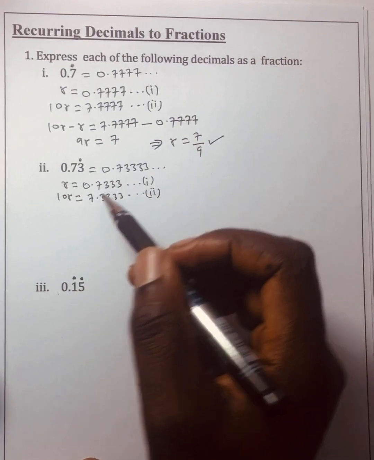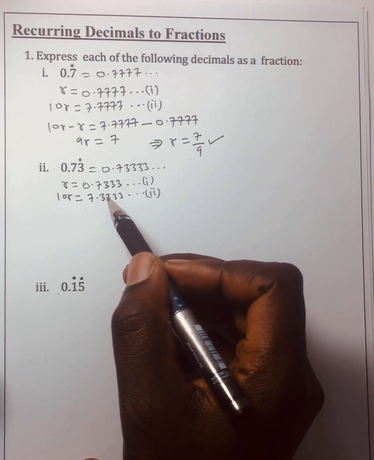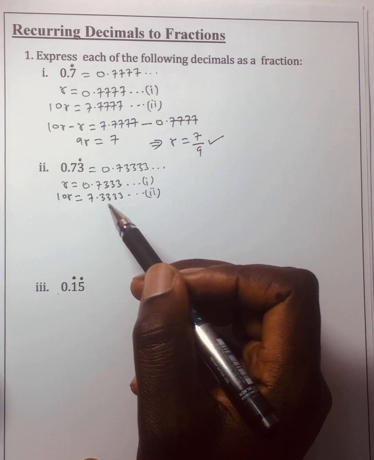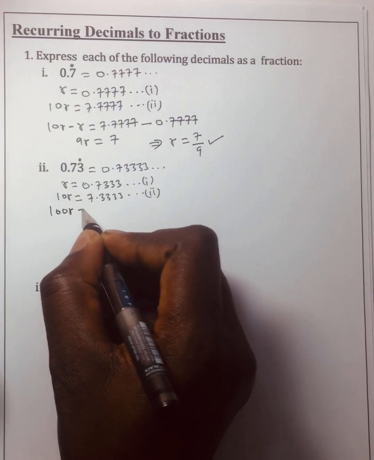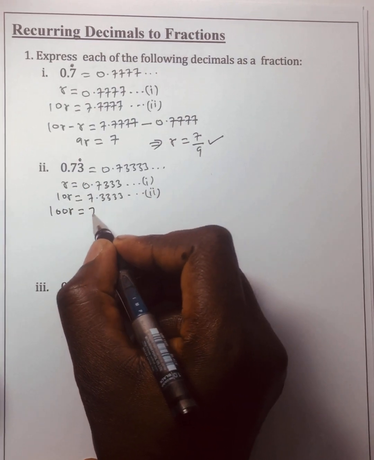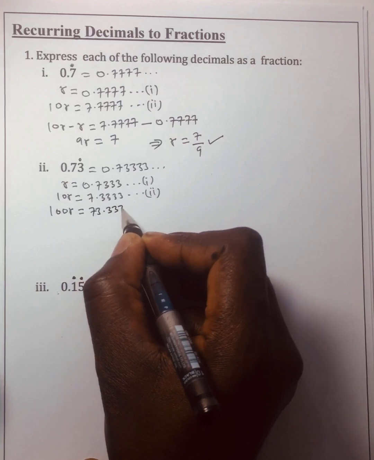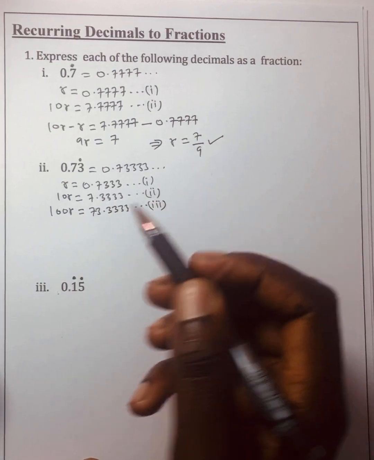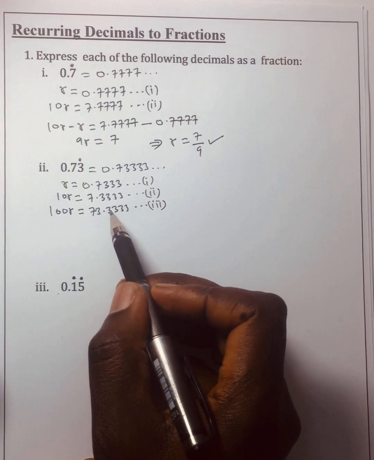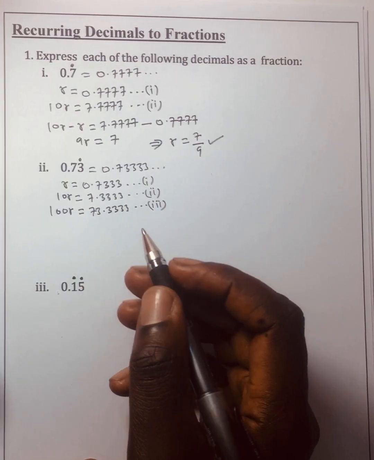So up to this point, here we have 0.7, here we have 0.3. So we do not have two numbers that are similar. So we again multiply by another power of 10. So we multiply by 100. So we're going to have 73.3333. We call that Roman 3. So look here, we now have 0.3 and 0.3. So we get a difference between the two numbers.